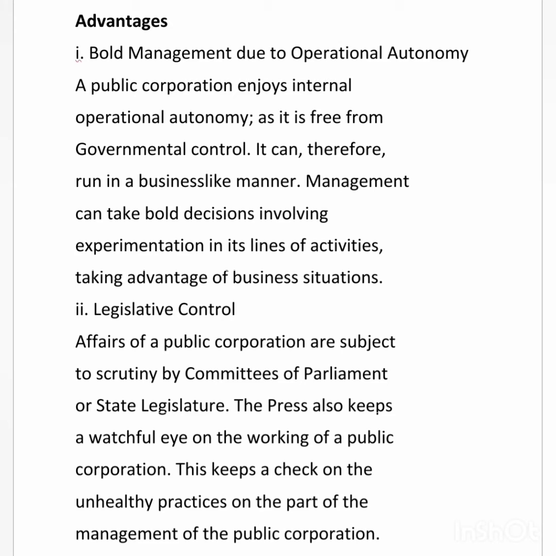business situations. Next advantage is legislative control. Legislative control means according to law. So the affairs of a public corporation are subject to scrutiny by committees of parliament or state legislature. So according to the parliament or state legislature, there will be legislative control. The press also keeps a watchful eye on the working of a public corporation. The corporations, that is, schools and corporation institutions, will all be checked by the press. Why does parliament or state legislature control? Because they keep a check on unhealthy practices on the part of the management of the public corporation.